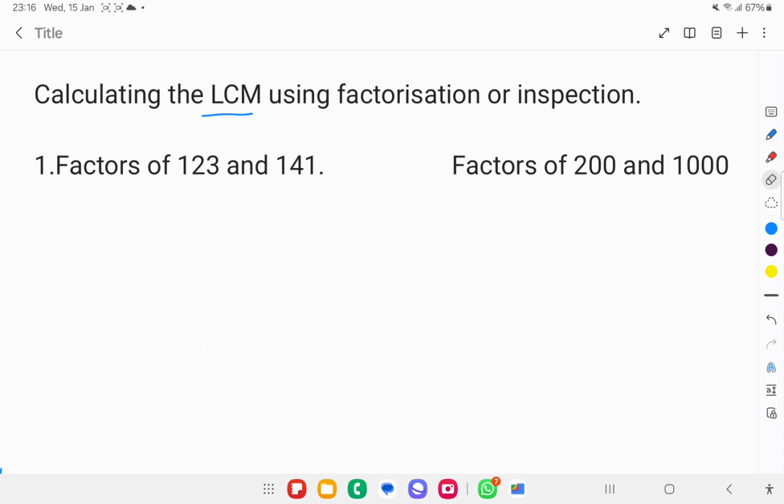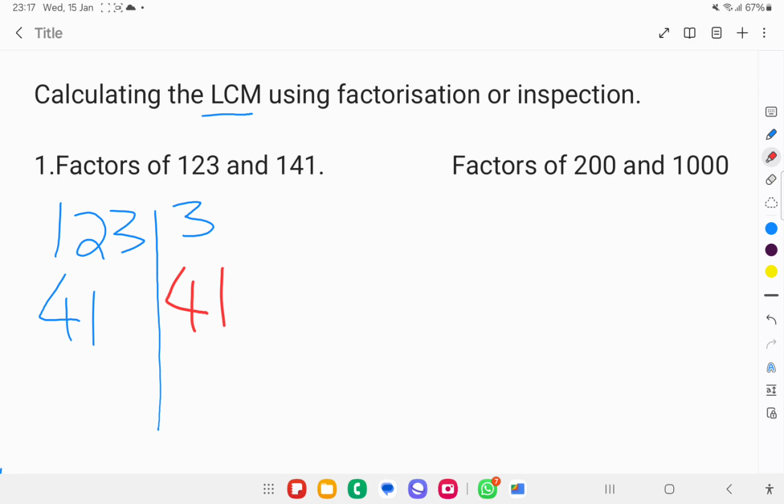So now, what is the lowest prime factor of 123? It's 3. So 123 divided by 3 will give me 41. Now 41 on its own is a prime number. So basically I'll have to divide by 41, because no number can divide into 41 without leaving a remainder except for 41. And then 41 into 41 goes in once. And then I move to 141.